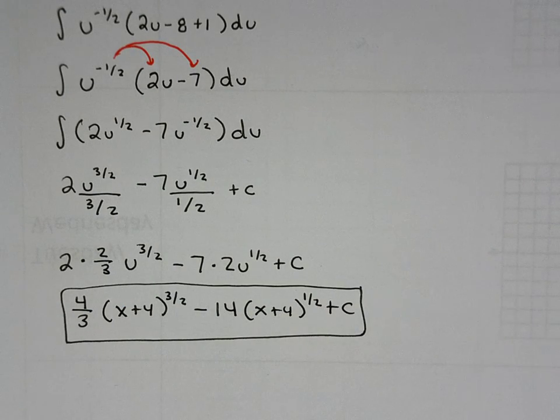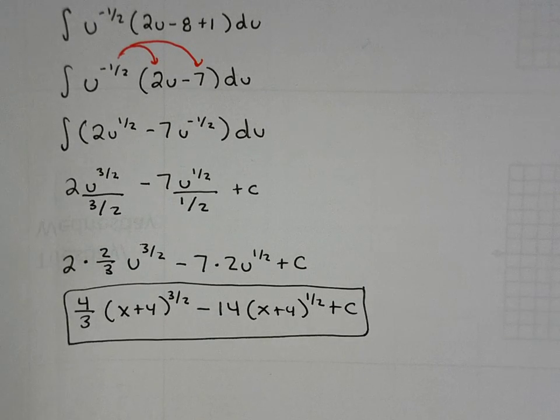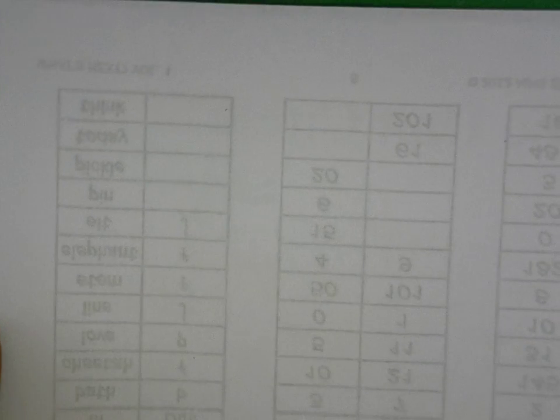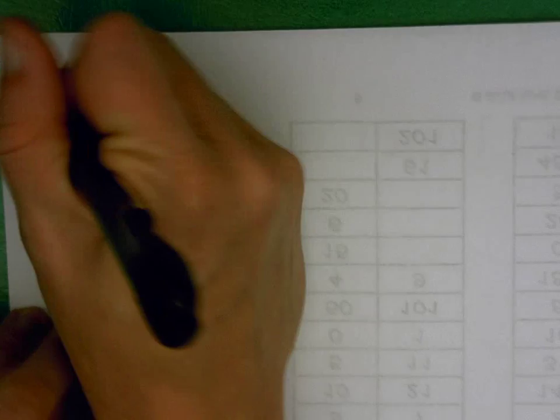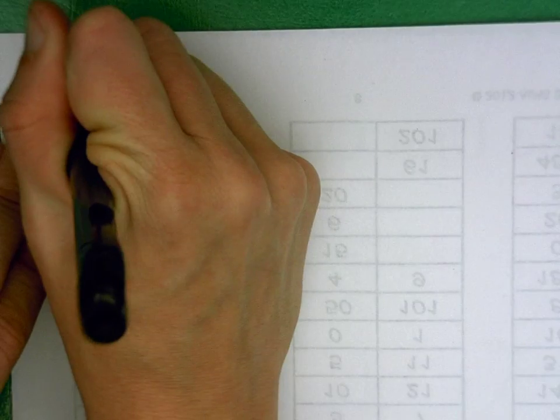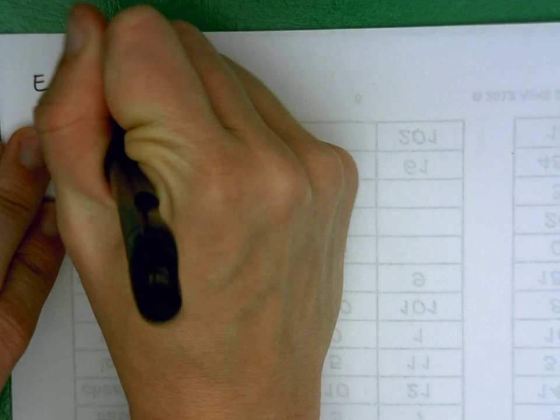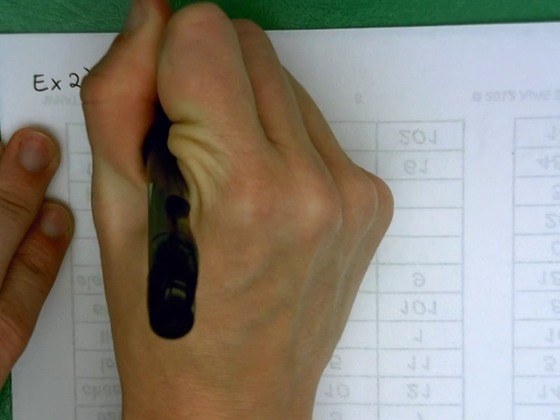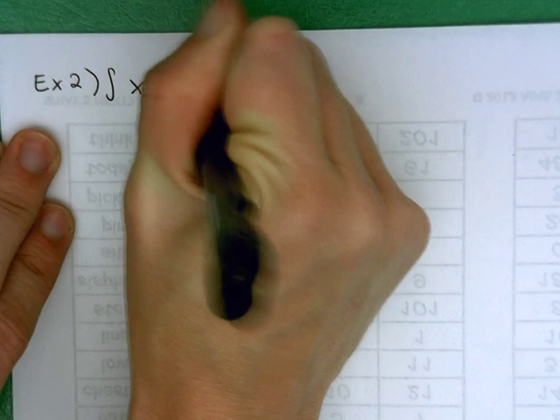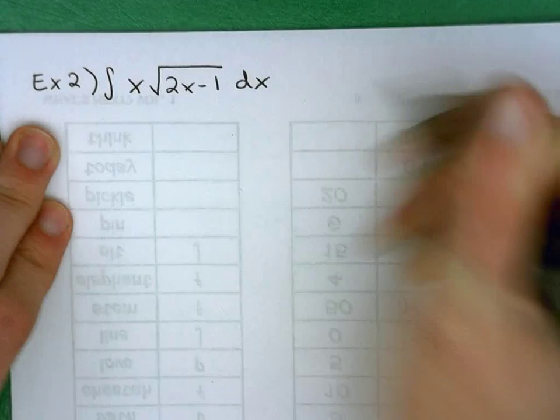Okay, so we're going to do 2 more of these. Okay, our second example here is going to be example 2. The integral of x times the quantity of 2x minus 1 dx.